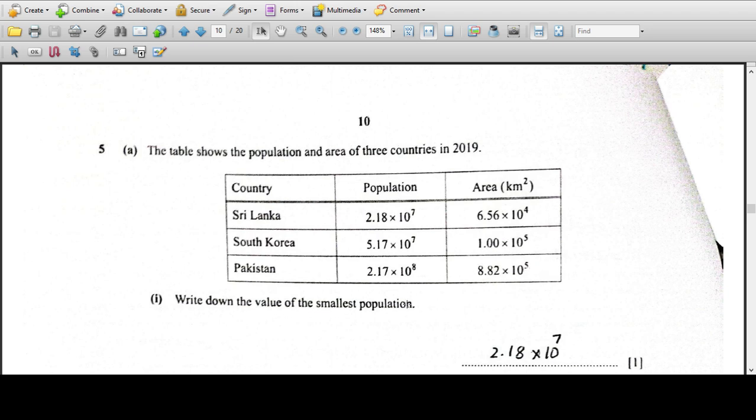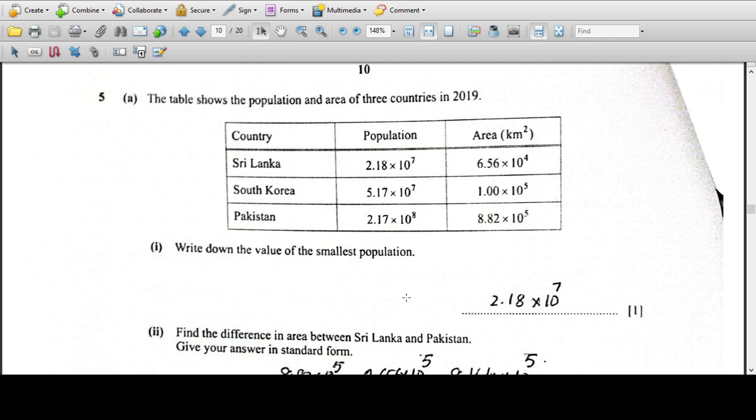Write down the value of the smallest population. So the smallest population is this one, because the Pakistan figure is 21.7 × 10^7 when we make the power the same, 10^7. So this one, 2.18 × 10^7, is the smallest population.